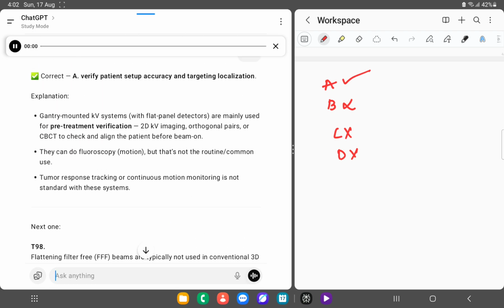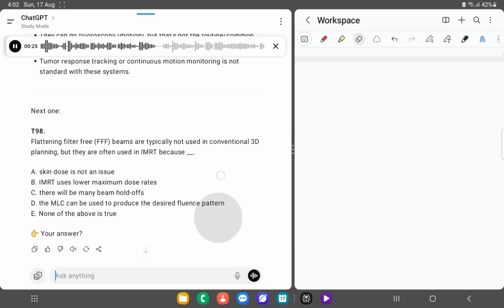Correct. A, verify patient setup accuracy and targeting localization. Explanation: gantry-mounted kV systems with flat panel detectors are mainly used for pretreatment verification, 2D kV imaging, orthogonal pairs, or CBCT to check and align the patient before beam on. They can do fluoroscopy motion, but that's not the routine common use. Tumor response tracking or continuous motion monitoring is not standard with these systems.